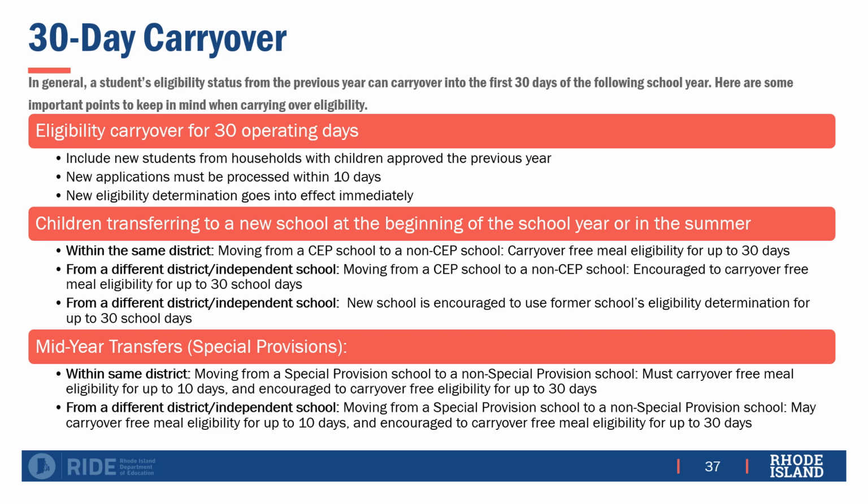New applications must be processed within 10 days of receipt, and new eligibility determinations must go into effect immediately. So you may not delay processing an application until the 30th day of school to allow a family to continue to receive a higher level of benefits than they might receive once the application has been processed.